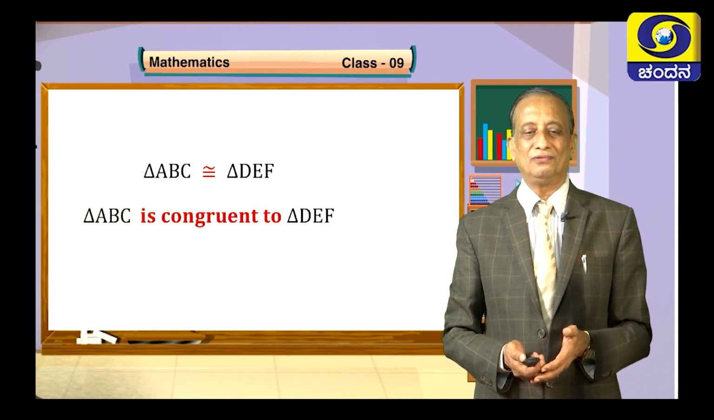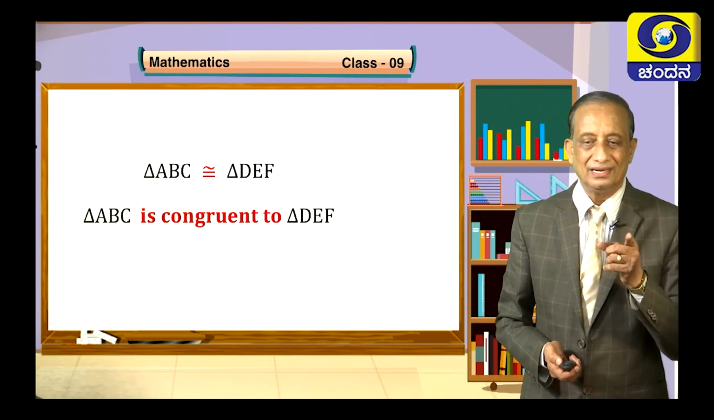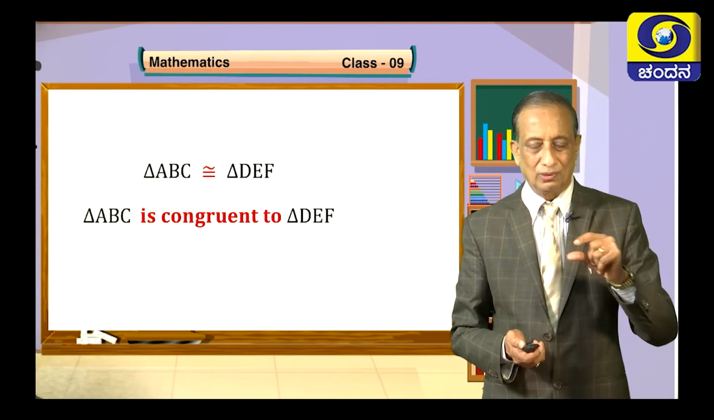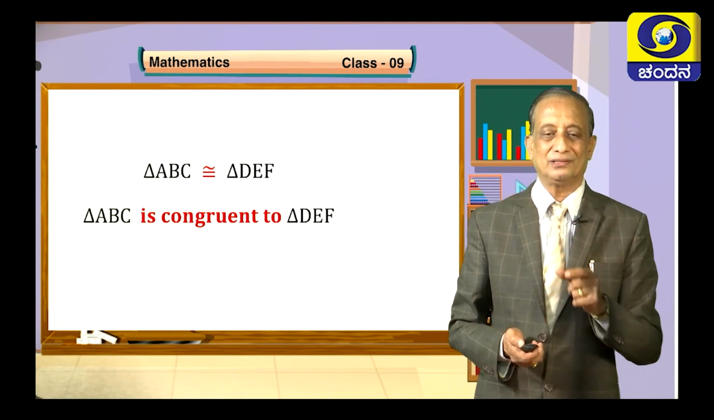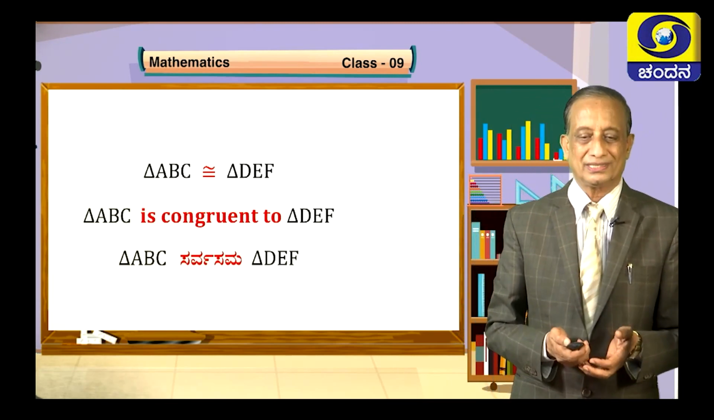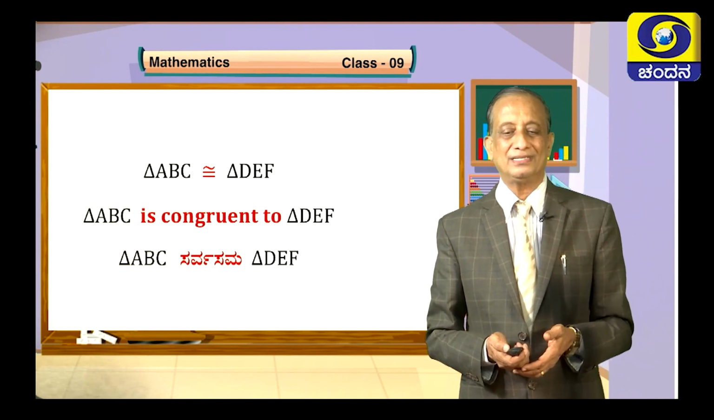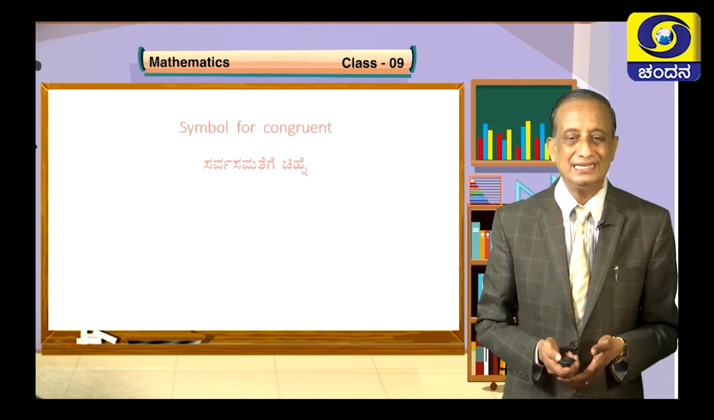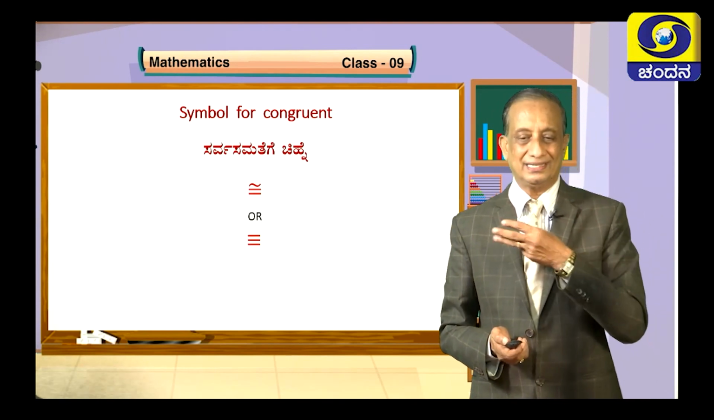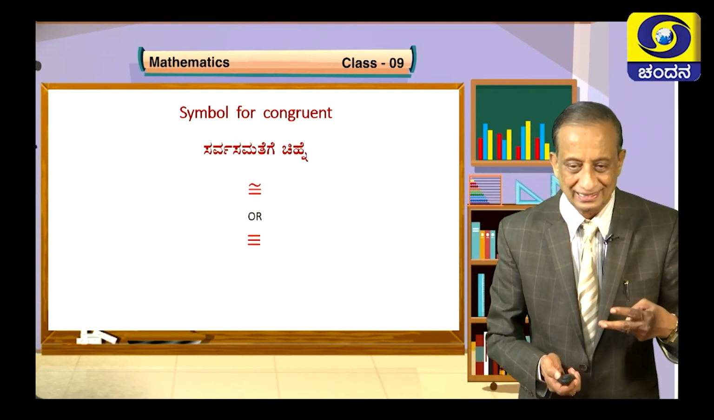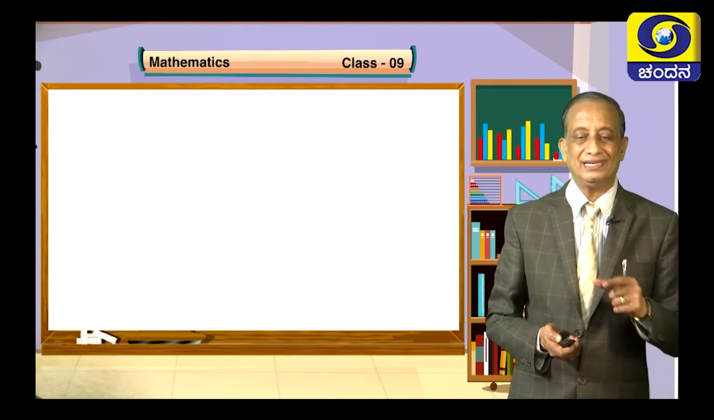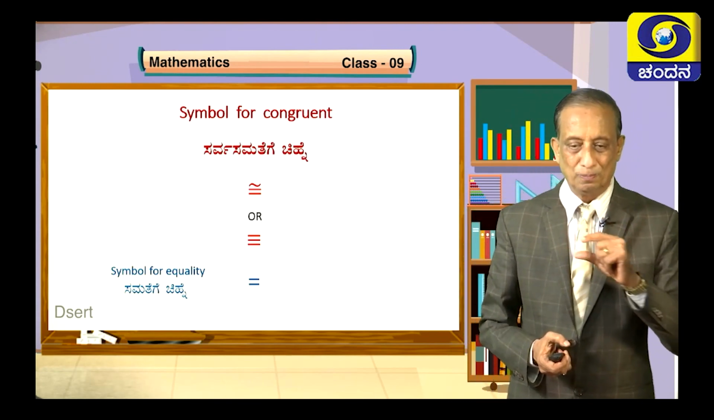This is the symbol we have. Triangle ABC is congruent to triangle DEF. So the equals sign with an S sleeping on top of it should be read as 'is congruent to', Sarvasama. Triangle ABC Sarvasama triangle DEF. The symbol for congruent is this, or we can write just three horizontal lines like this also. Both are allowed. At the same time, the symbol for equality is just this, two parallel lines.